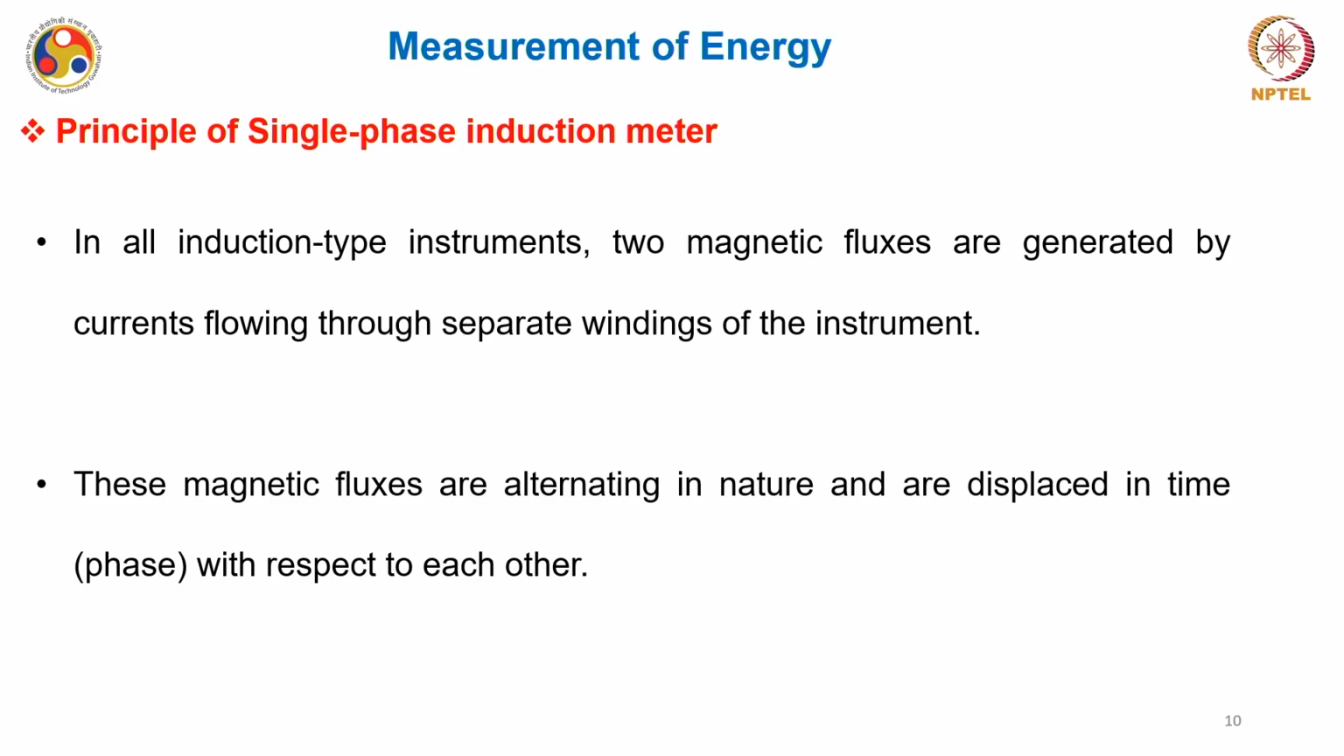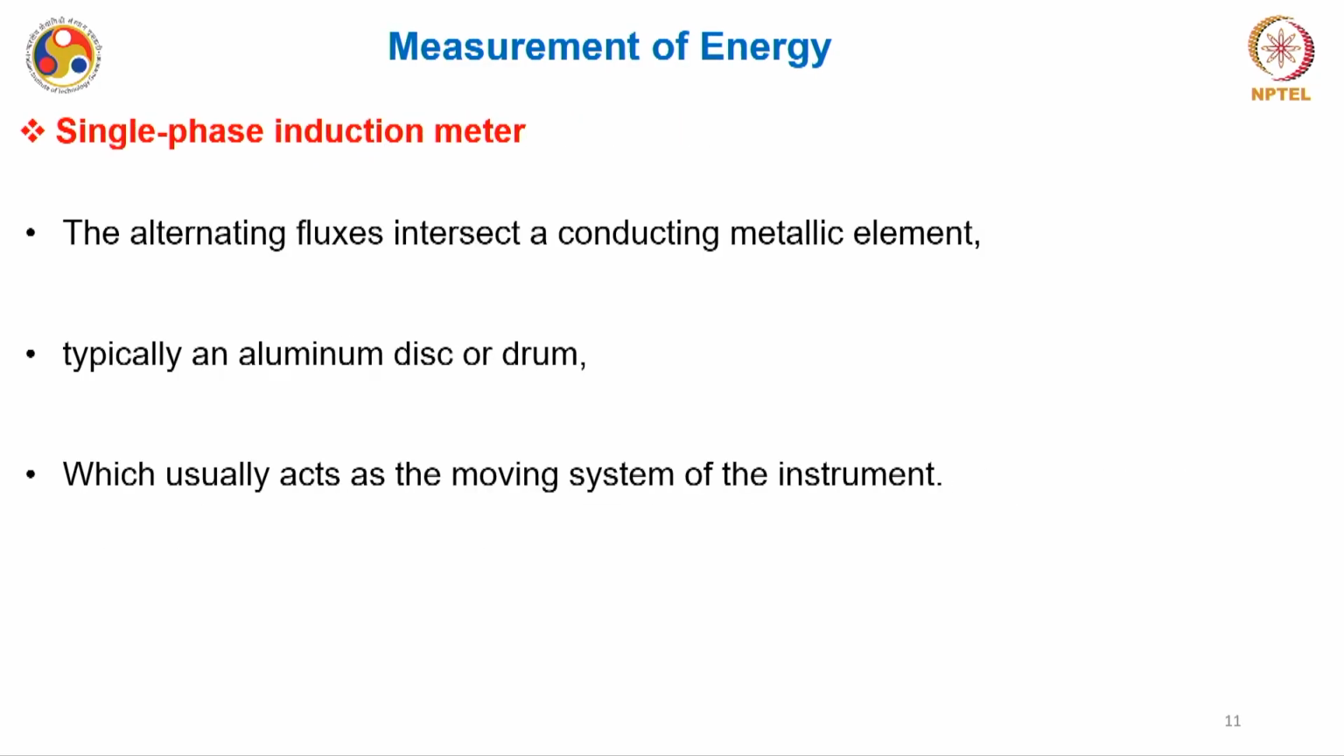In all induction type instruments, two magnetic fluxes are generated by current flowing through separate windings of the instrument. So, you have two fluxes like in any other induction type instrument. These magnetic fluxes are alternating in nature and are displaced in time, in phase, with respect to each other. We will take one example of two fluxes, and then we will see mathematically how it results in a certain force which rotates the disc.